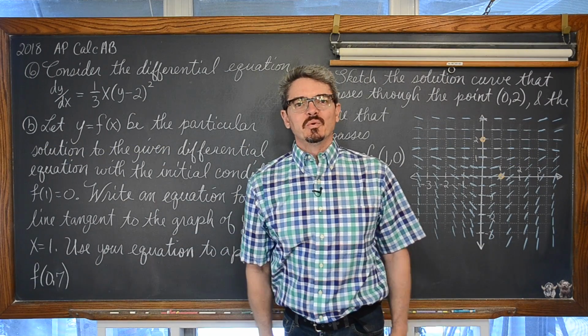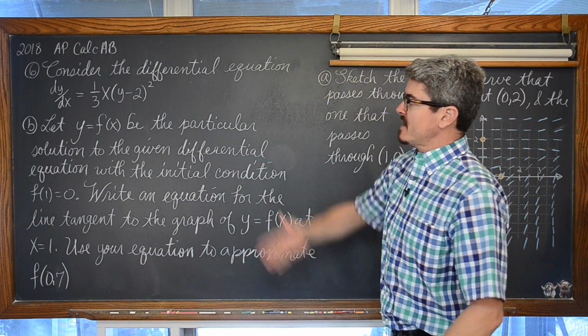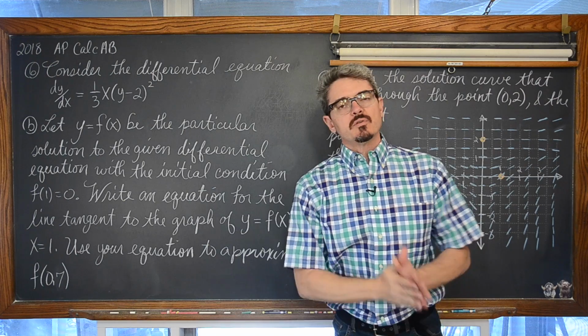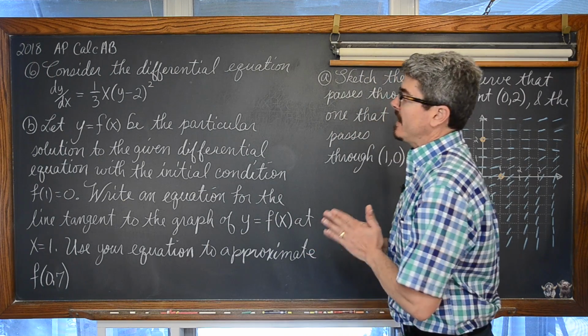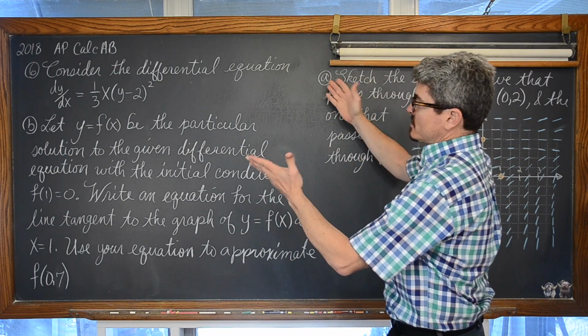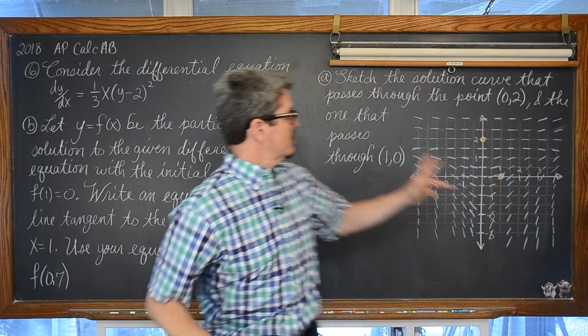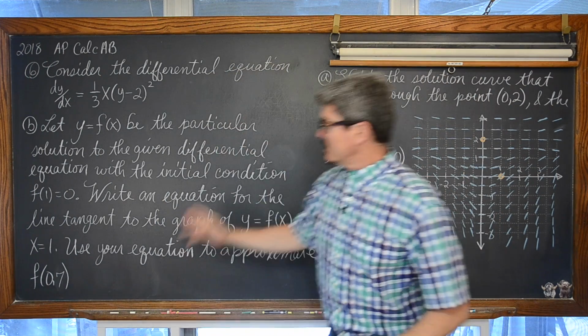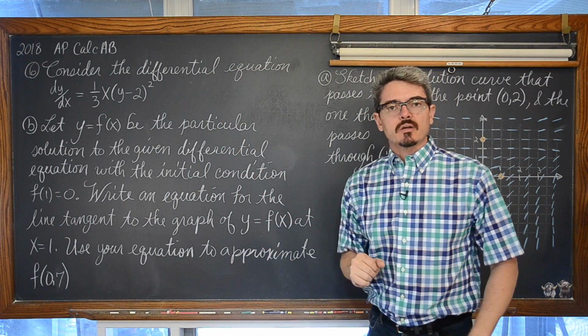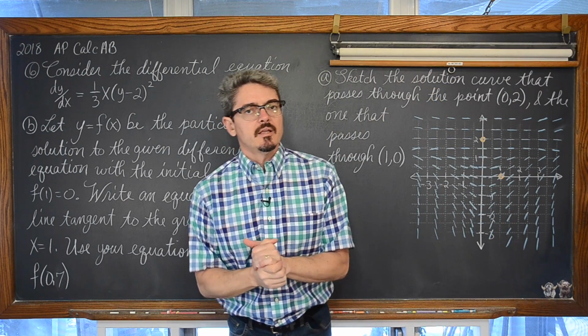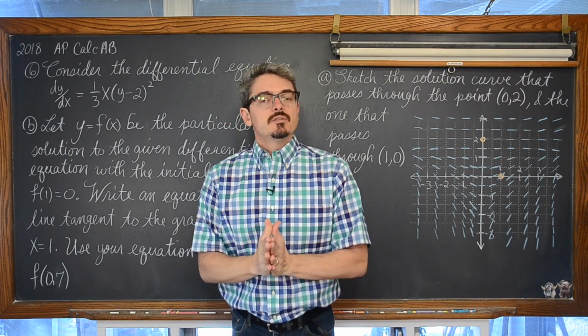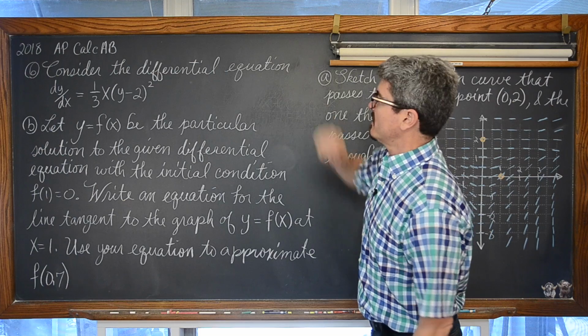Bam! Mr. True. In this math lesson, we're going to be taking a look at question 6 of the 2018 Calculus A/B test. It's going to involve some slope field sketching, some linear approximation, and then finally solving a differential equation, a separable differential equation. So let's see what we got going on here.